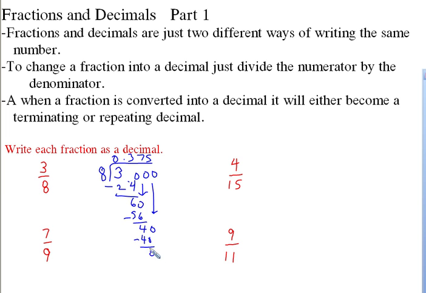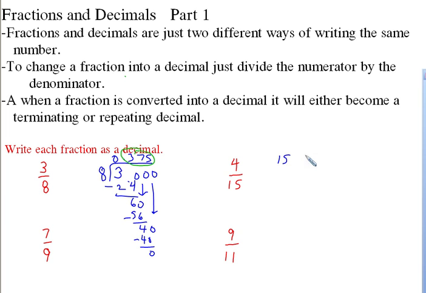So I have a terminating decimal because I've got no remainder left over. So that's great. I'm done. I've got this here, which is going to be my answer as to what the decimal equivalent of this number is going to be. Now, over here, 4 over 15, same thing.